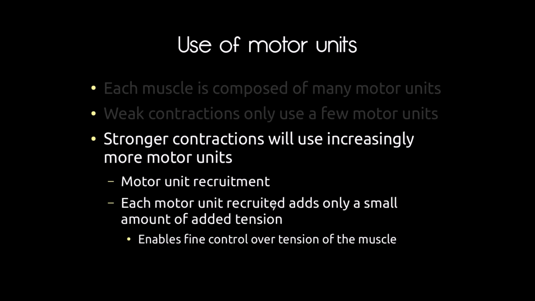However, as we need stronger and stronger contractions, we are going to be using increasingly more motor units to get a stronger contraction. This is a phenomenon known as motor unit recruitment. So we say that we are recruiting additional motor units to get these stronger contractions. Because there are so many of them, and each individual muscle fiber is only giving you a very small amount of contractile force, each motor unit is only adding a small amount of added tension, or added contraction strength. But this is a good thing.